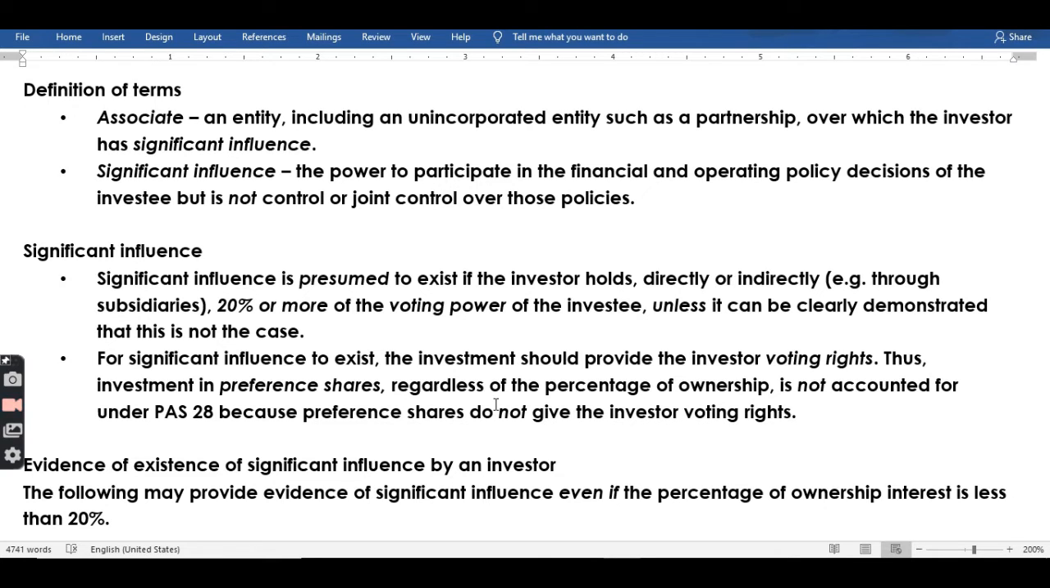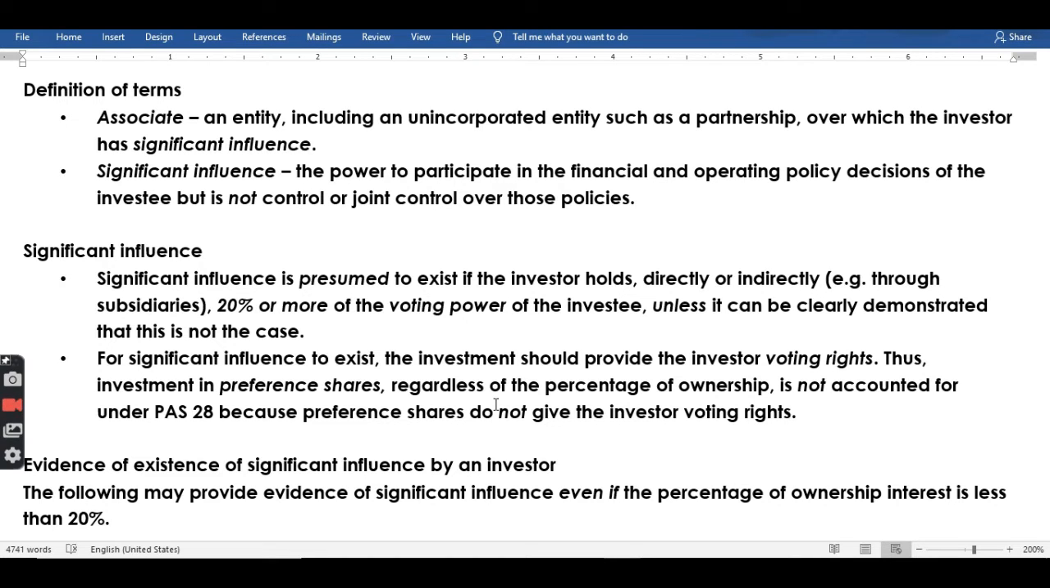Okay? So pag sinabi naman nating significant influence, ano ibig sabihin yan? It simply means that you have the power to participate. Take note, participate lang. Okay? Pwede kang mag-suggest, pwede kang magbigay ng input mo, pero wala kang control over that particular entity. So, significant influence is a situation where you have the power to participate in the financial and operating policy decisions of the investee. Okay? But is not control or joint control over those policies.